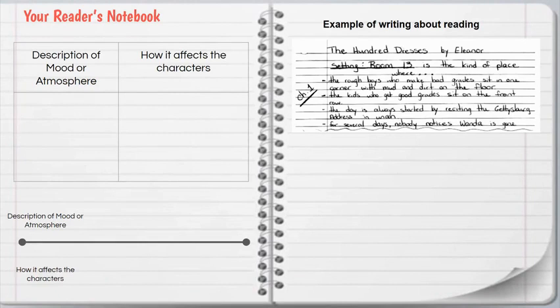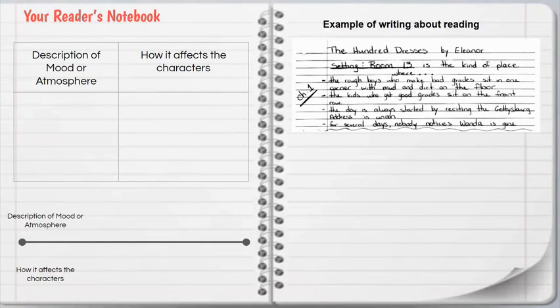And the setting is a school, but I want you to think about what kind of school this might be. Room 13, so I guess that's the classroom. Room 13 is the kind of place where the rough boys who make bad grades sit in one corner with mud and dirt on the floor. The kids who get good grades sit on the front row. The day is always started by reciting the Gettysburg Address in Union. For several days, nobody notices Wanda is gone.